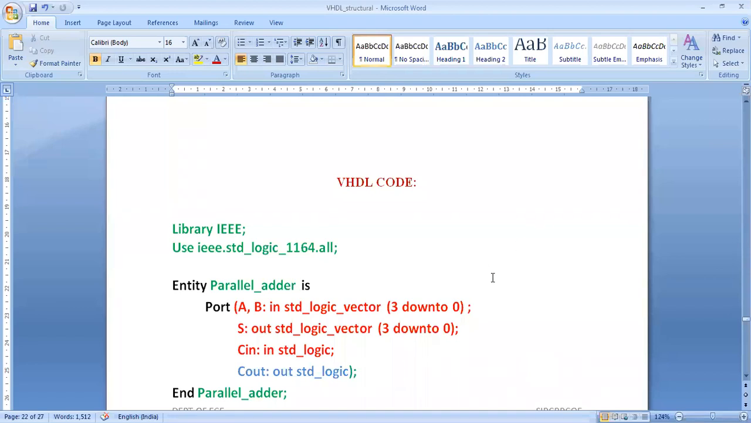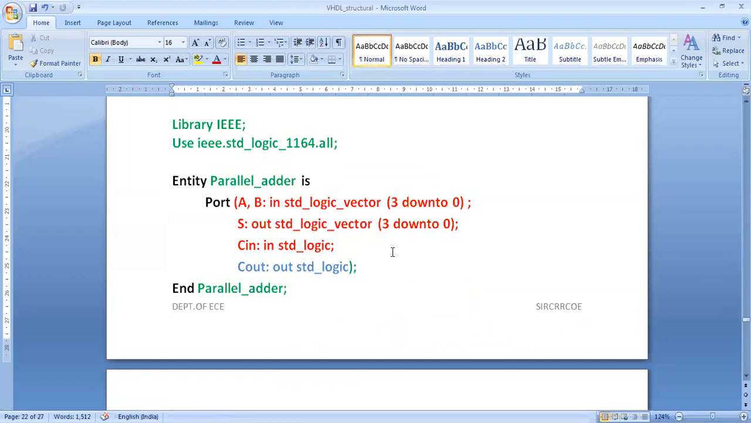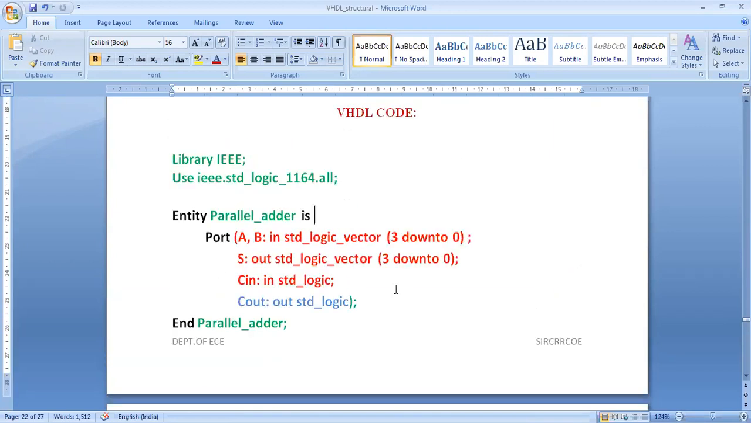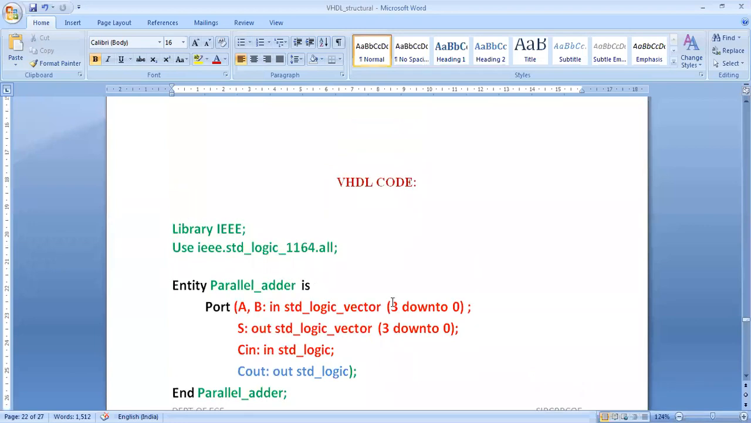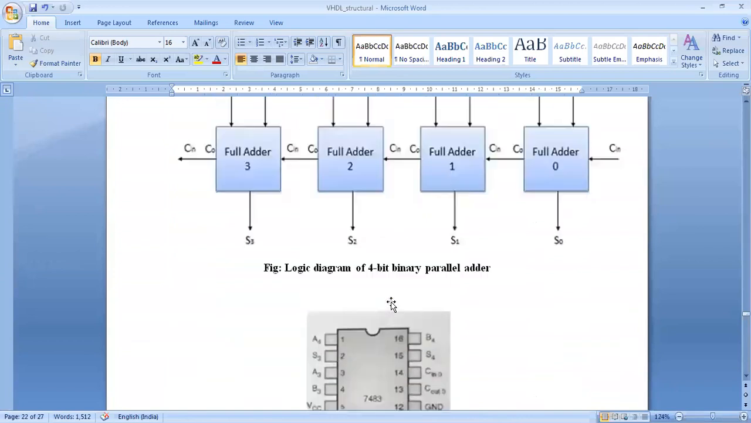So this is the entity here. Okay. So I hope everyone has finished the entity. If anyone has not yet finished, let's first complete that one and then come to the architecture part. Okay, is the entity finished? Next one, architecture. So before we go into the architecture, let us go back to the circuit diagram once.